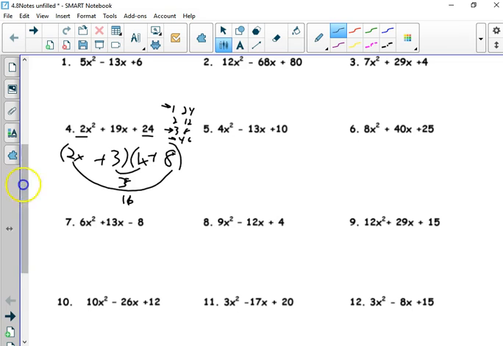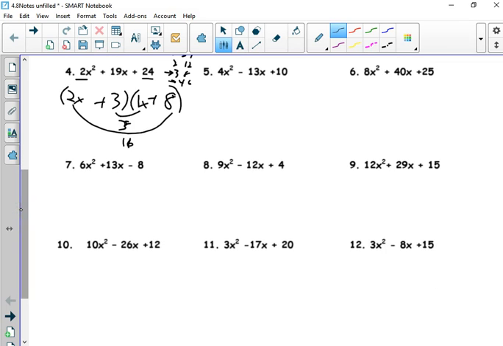Let's go to 7. Now 7, these are both composites. This is going to be a little bit more challenging. This is where you got to do a little bit more work here. So 6 can be 1 and 6 or 2 and 3. 8 can be 1 and 8 or 2 and 4. Again, more often than not, start with this. So 2x and 3x. It's not a guarantee.